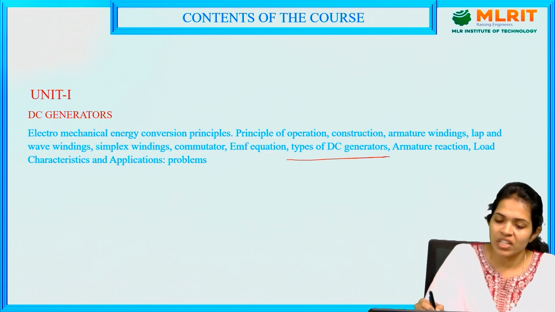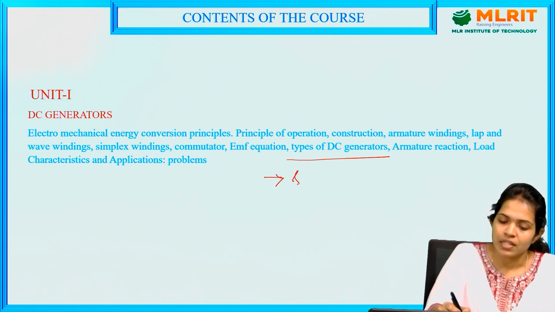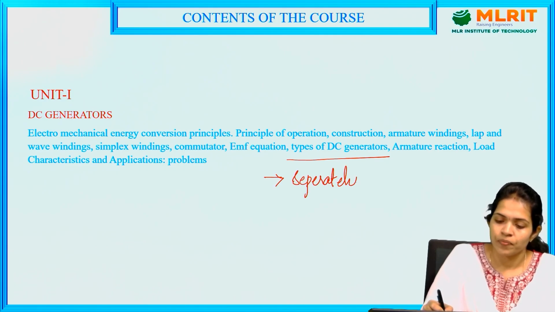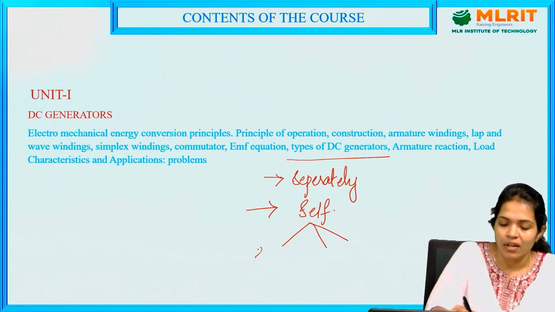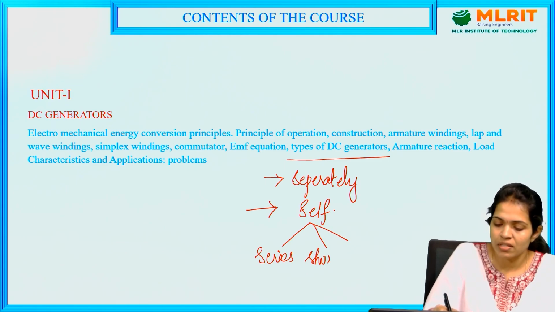Under types of DC generators, we have separately excited DC generators. Then we have self-excited DC generators. Again, under self, we have 3 categories: we have series, we have shunt generators, and then we have compound generators also.